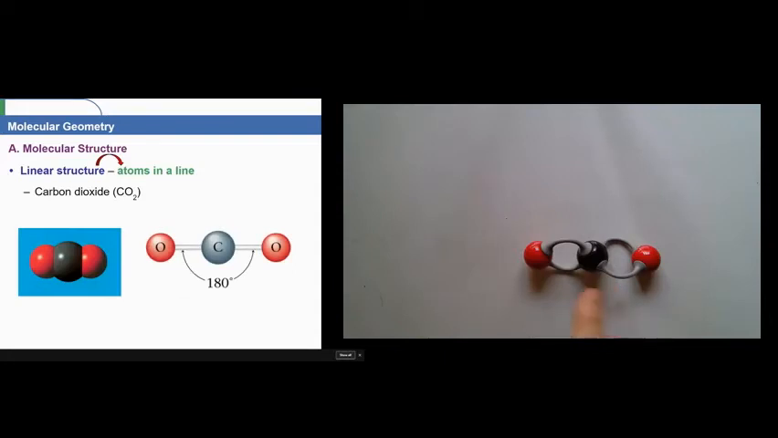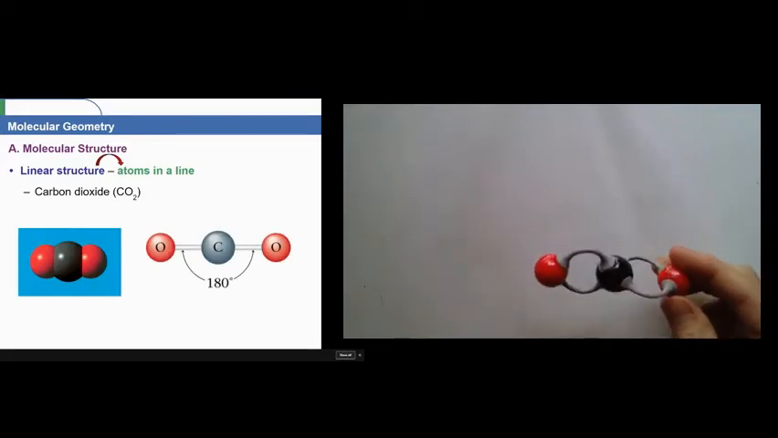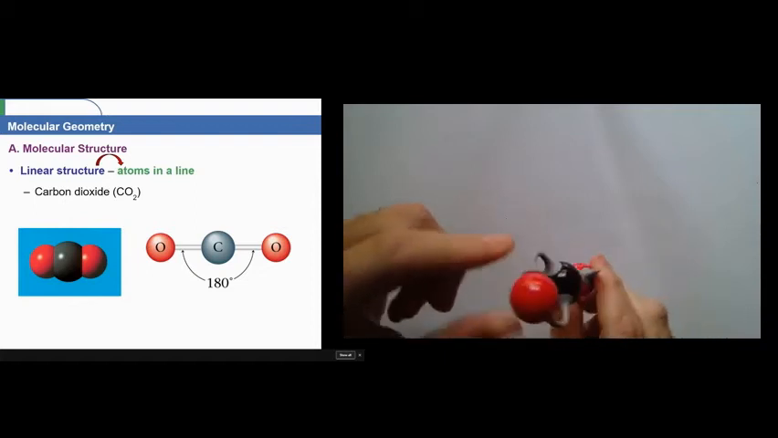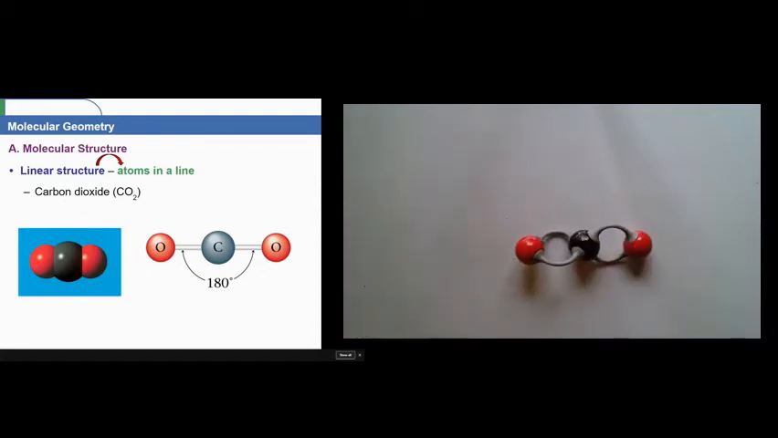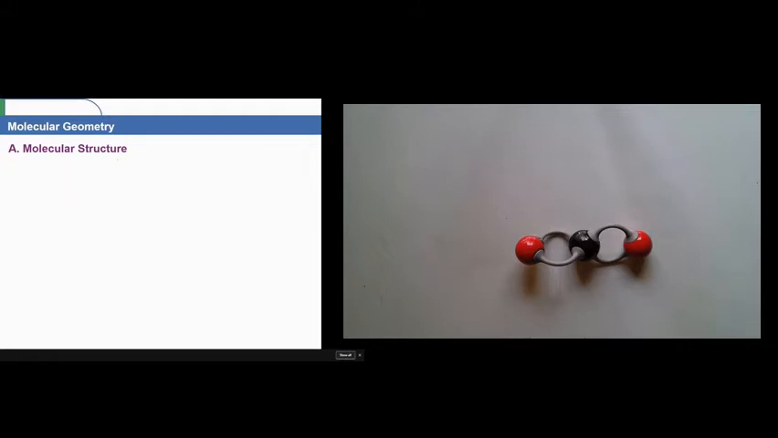The next one is a linear one. Now these are made up of at least three atoms, but here they are all in a straight line, okay? Like this molecule of carbon dioxide, CO2. Because of the double bonds, it forms it into a straight line so that they're all lined up, okay? So that is a linear structure.